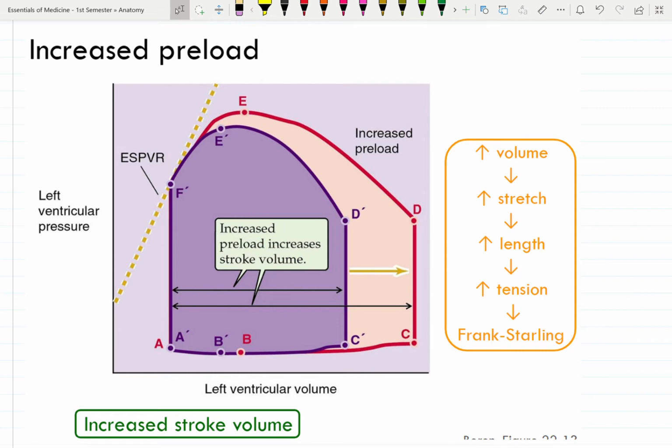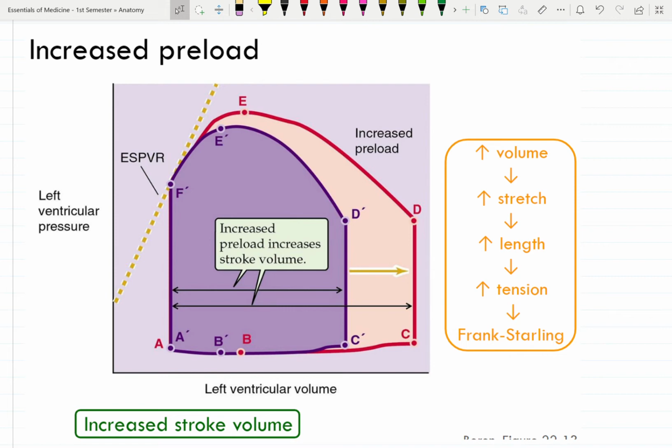So what could be an increased preload? Well, preload is anything that occurs before it happens. That's why it says pre. So preload could be an increase in blood volume, like when you drink a lot of water. That can increase the blood volume. What else? Increased venous return will be a secondary effect out of that, and that's why we see that increase in volume. Okay?